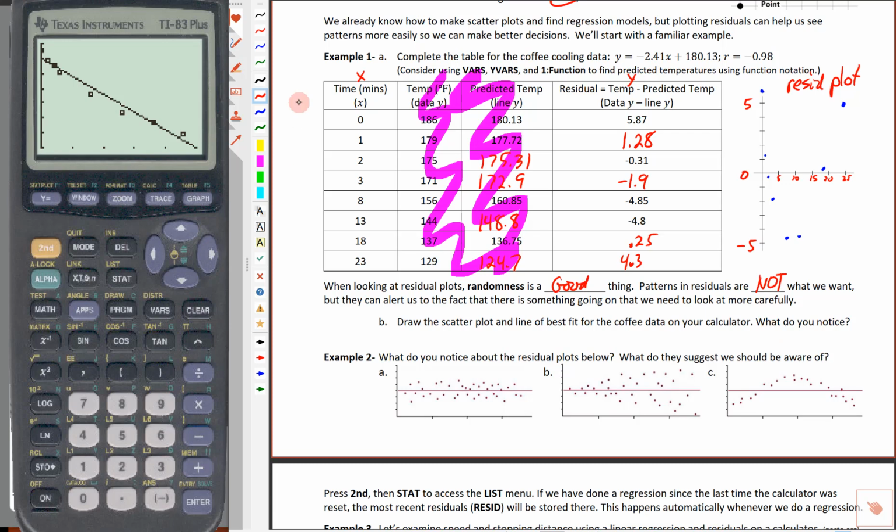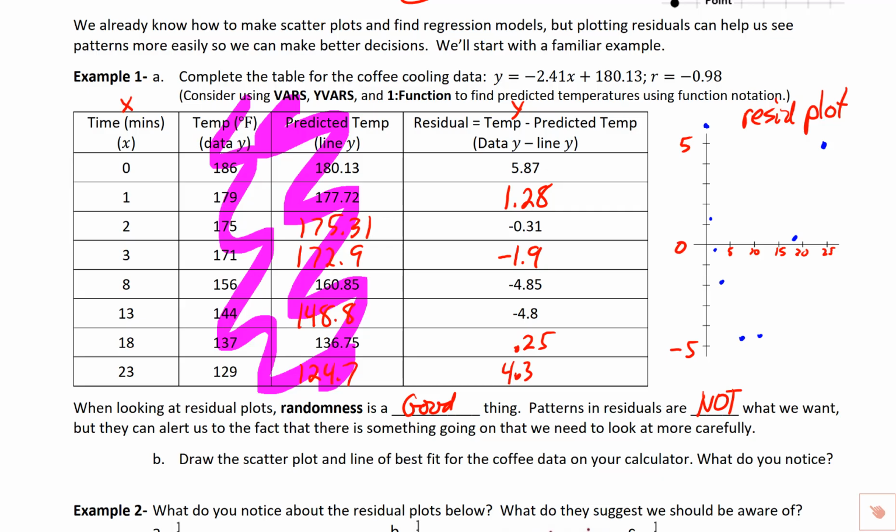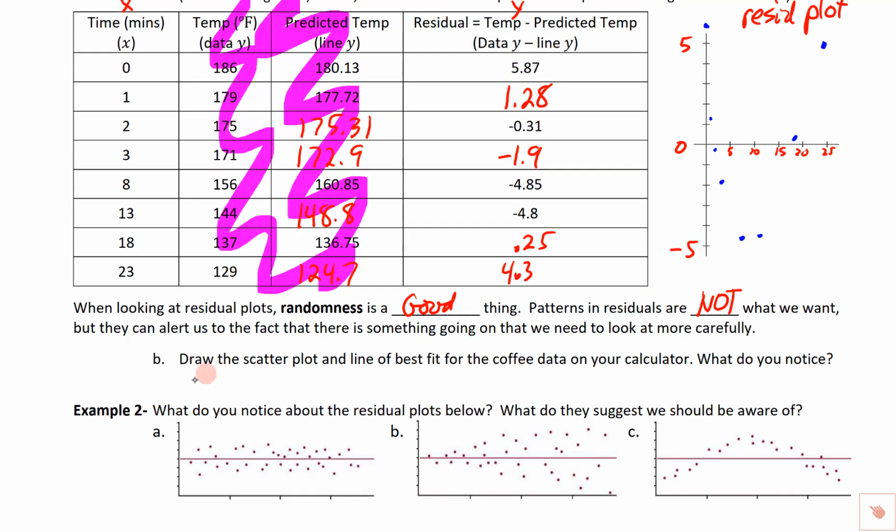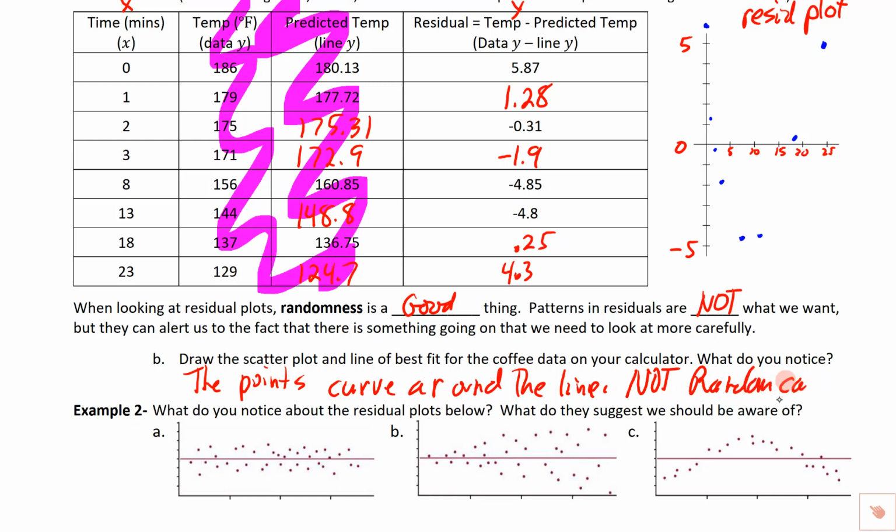Okay, so we're going to go ahead and write, once I get this to be full screen, what we notice about this. What we'll notice is that the points curve around the line. And we'll say not random scatter. And that's what we want. We want random scatter about that scatter plot. Okay, kind of a good name for it.